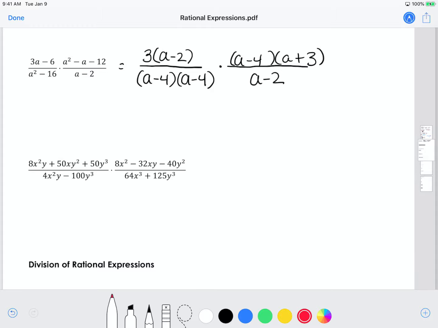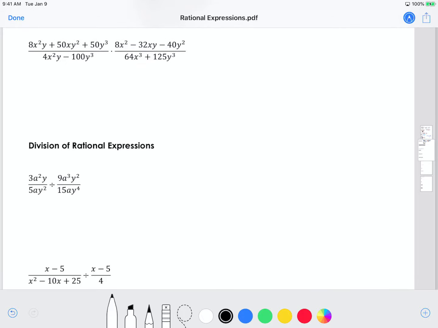Anything that the numerator and the denominator have in common, we can cross off. So we have an a minus 2 in common, I can cross that off. I have an a minus 4 in common, I can cross that off. And what's left is 3, an a minus 4 in the denominator, and an a plus 3. So when I write down my final answer, I'll write it as 3 times a plus 3, and then all over a minus 4.